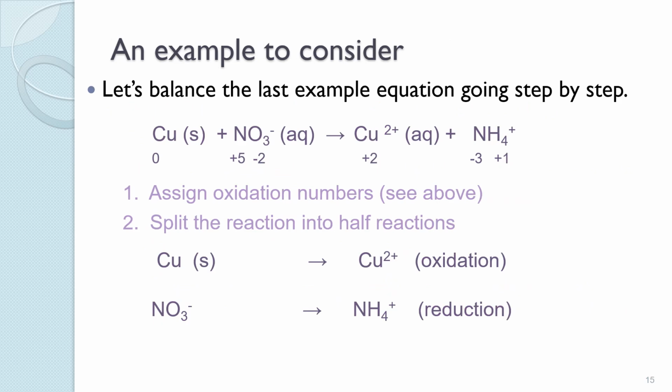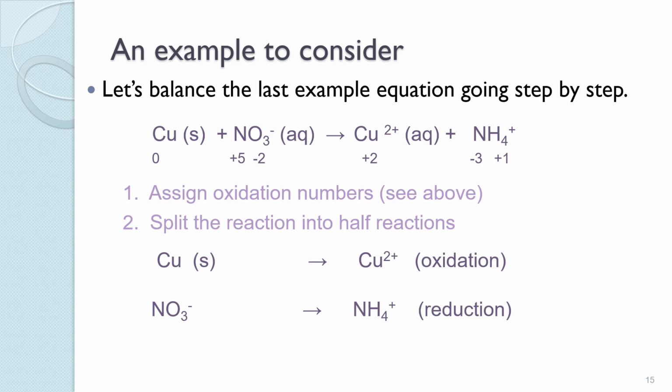Okay, so let's go back to that last equation. Copper metal reacts with nitrate ion to give us copper ion and ammonium ion. Like I said, the first thing you do is split the reaction. Now it says the first thing to do is assign oxidation numbers. Again, if you're having trouble with that, just keep moving on and see what happens. In this case, copper is going to copper 2+, and the NO3 negative is going to NH4 positive.